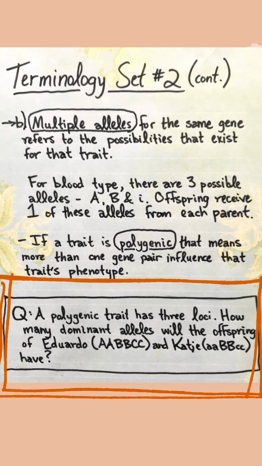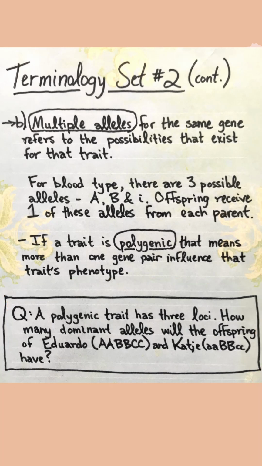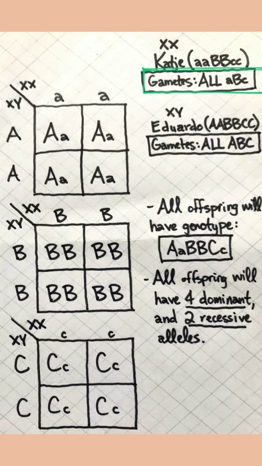Looking at this question, the question is, a polygenic trait has 3 loci. How many dominant alleles will the offspring of Eduardo and Katya have? First thing we're going to look at is the gametes that Katya and Eduardo produce. All of the gametes that Katya produces will be recessive A, dominant B, recessive C. All of the gametes that Eduardo is going to produce are dominant A, dominant B, dominant C.